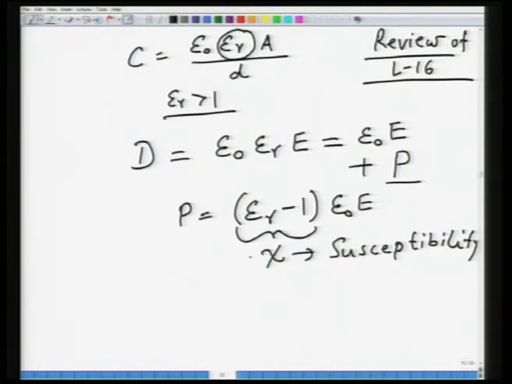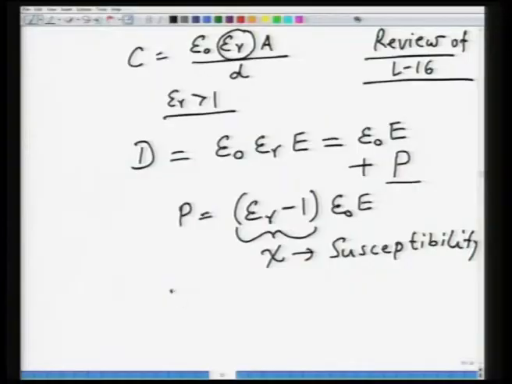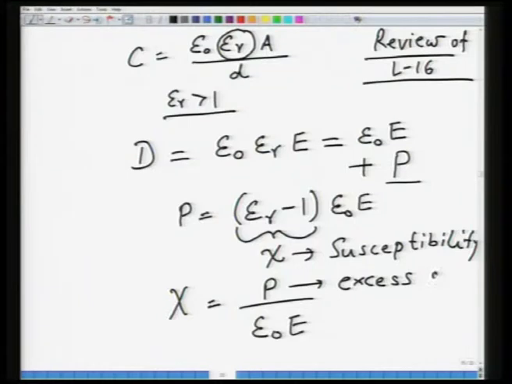So dielectric susceptibility is nothing but a response of a system when a dielectric material is inserted into a capacitor or into the system. So chi can be represented as P divided by epsilon naught E. So this P is the excess or polarized charge, and this epsilon naught E is the charge when no dielectric is inserted in the vacuum plate capacitor. So these are the things that we established in the last lecture.